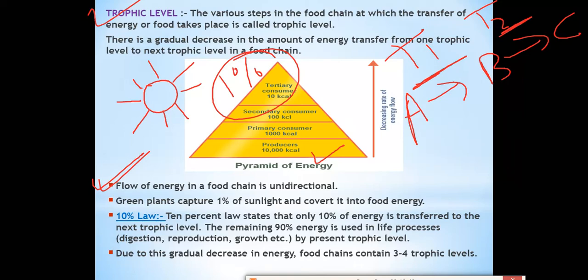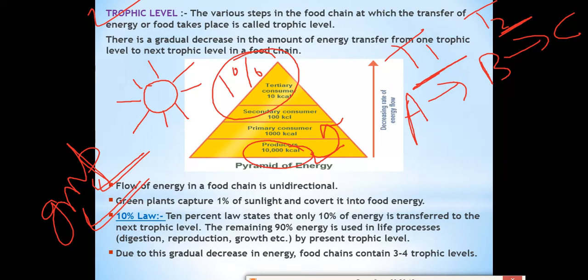Next, one more important point which is given in your textbook is the 10% law. So what is the 10% law? The 10% law states that only 10% of energy is transferred to the next trophic level. As you can see from here, the producers are transferring only 10% of energy. If you calculate 10% of 10,000, then you will get 1000 only. So only 10% of energy will be transferred to the next trophic level.